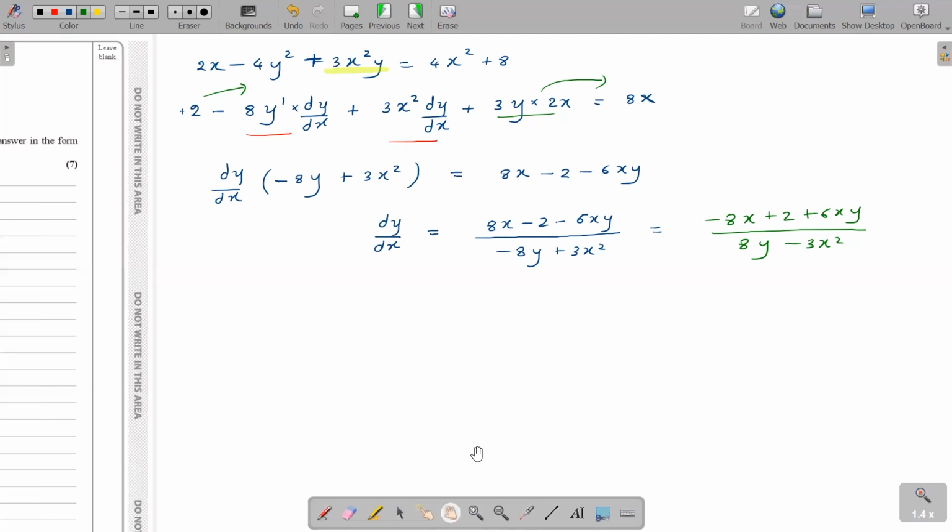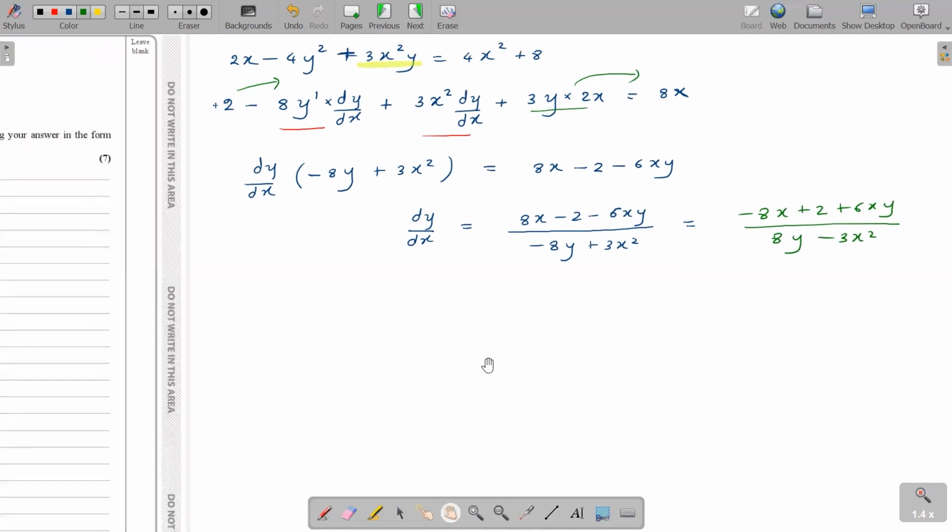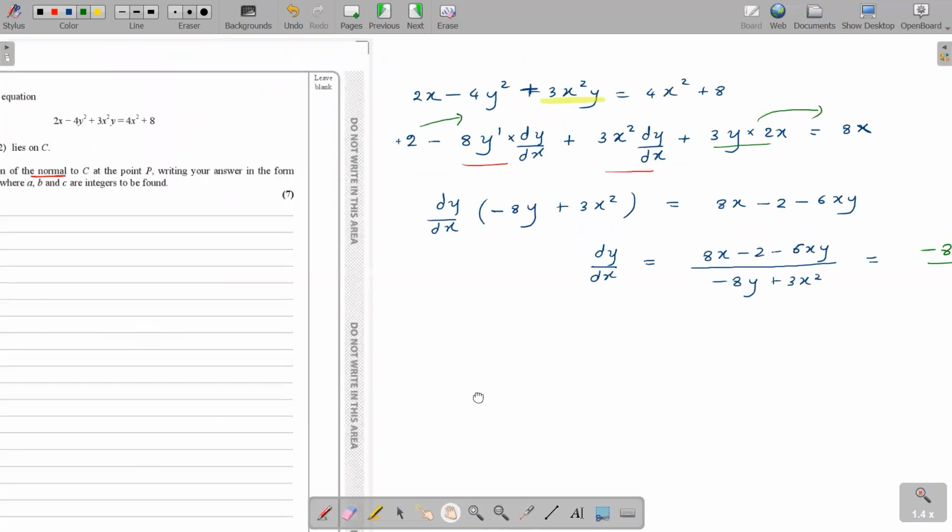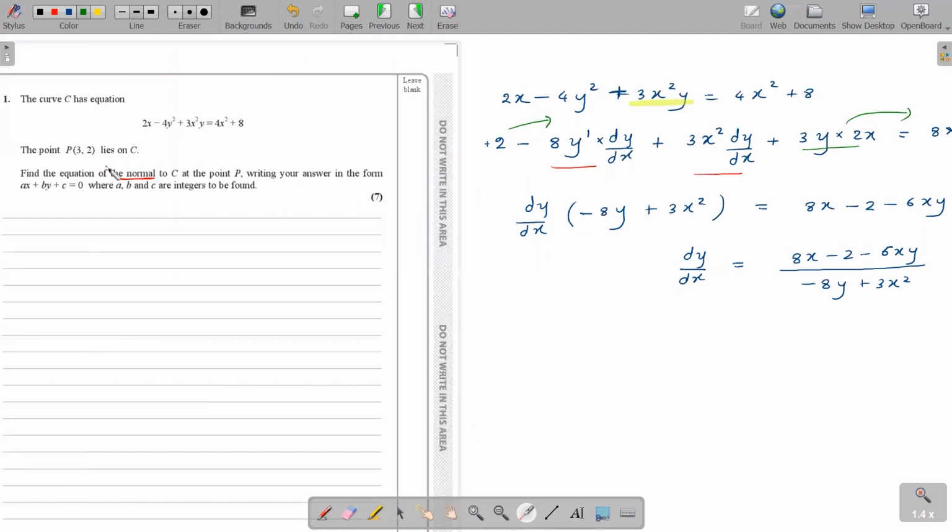We are supposed to find, now you know dy by dx is going to give you what? The gradient of the tangent of the curve. What do I need? I need the normal at the point (3, 2). First let's input the point (3, 2) and get the gradient of the tangent. So what do we get? I will use the first one. dy by dx. Can I have the answer here? 8x, x is 3, right? 8x minus 2 minus 6.